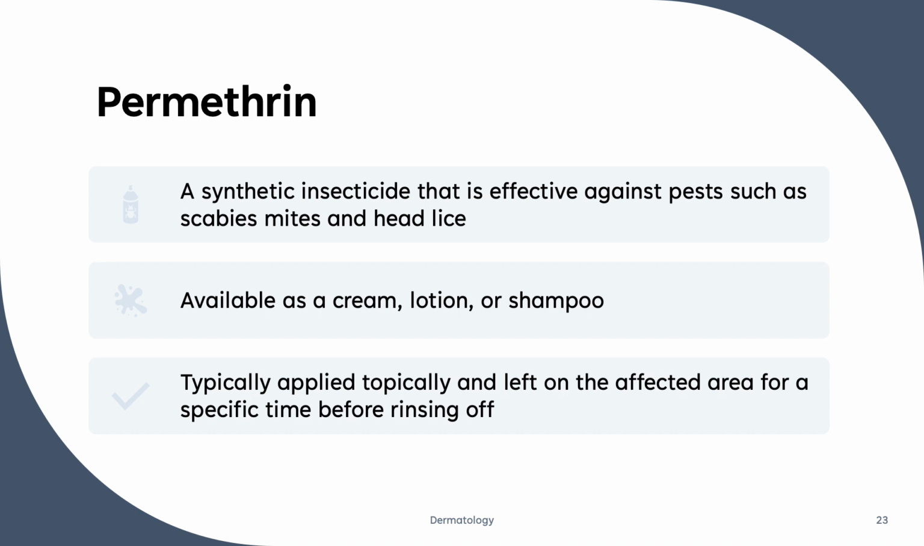Permethrin is a widely used medication in the treatment of various insect infestations. It is a synthetic insecticide that is effective against pests such as scabies, mites, and head lice. Its formulation allows for safe application on the skin and hair. In terms of the mechanism of action, it works by disrupting the nervous system of insects. This disruption leads to paralysis and ultimately death, making it an effective treatment for infestations.